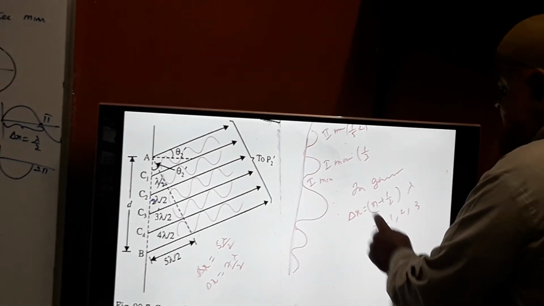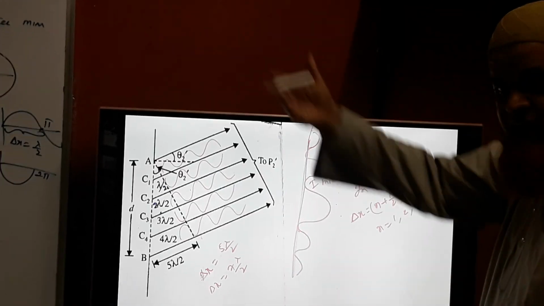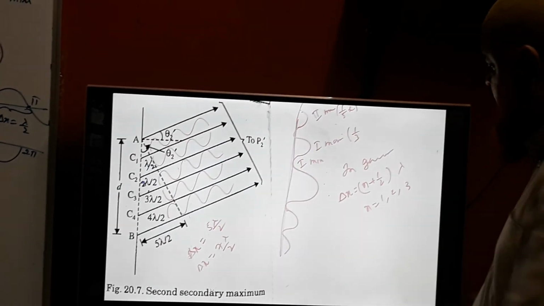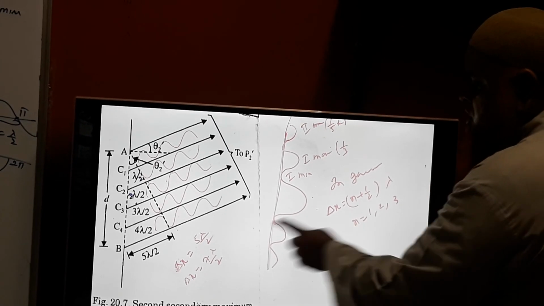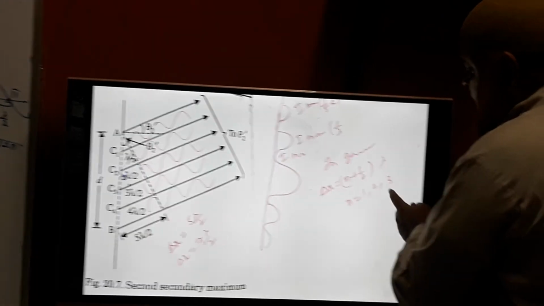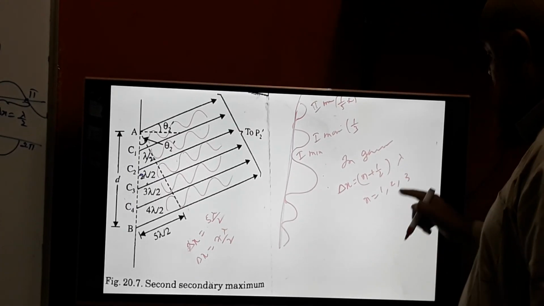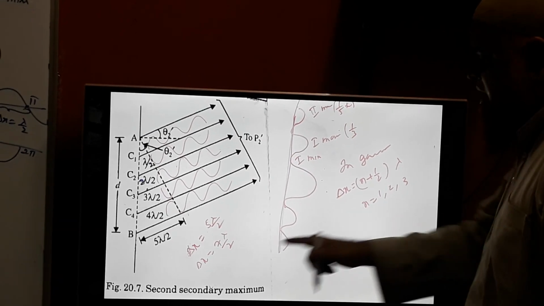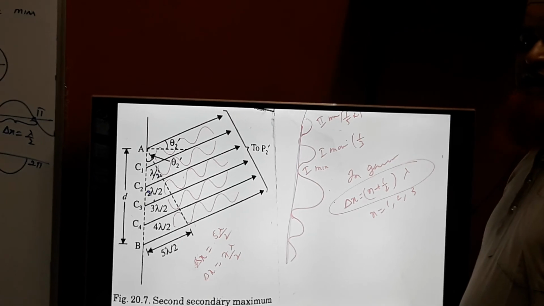For the first maxima, in the place of n, you will write 1. So we are getting 3 lambda by 2, as I explained previously. For the second maxima, you have to substitute 2. You are getting 5 lambda by 2, because 2 plus 1 by 2 is 5 by 2. In the third maxima, which is further above, you substitute 3 here and get 7 lambda by 2. So this is going to be the general formula for maxima.